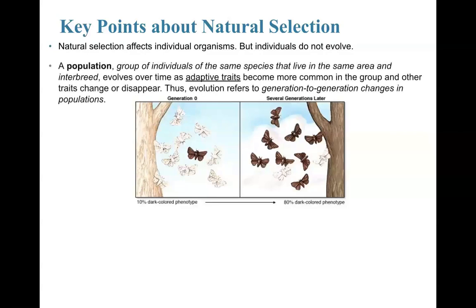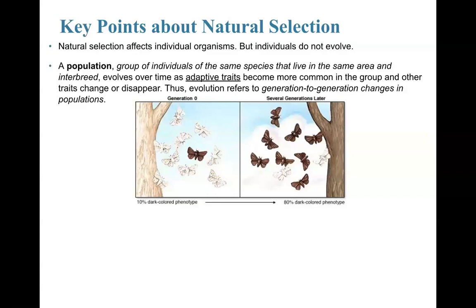A population is a group of, so what is a population? I keep using that term. A population is a group of individuals of the same species. They do have to be the same species in order to be part of that population that live in the same area and they interbreed with each other. Evolution occurs over time as traits that are more favorable, I'm going to coin these adaptive traits, become more common in the group. And other traits might change or disappear. It just depends on the environment.